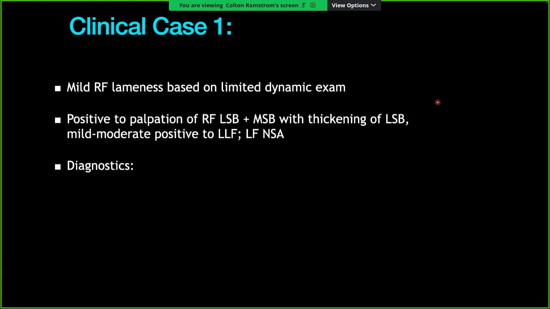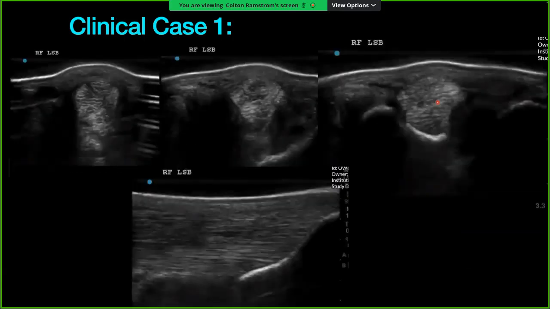Part of the history I did get on this horse from the previous veterinarian was that they did block, and he did block to a low 4 on that right front. So I was fairly confident that we're still dealing with that same issue. So we just jumped right to diagnostics on him.